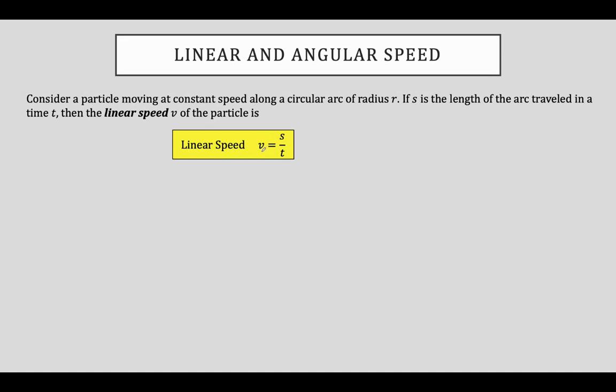Linear speed v is equal to the arc length divided by the time it takes to travel through that arc length. This is just distance divided by time, and hopefully you all know that's how we find speed. We take the distance that we travel and divide it by the amount of time it takes to travel. In this case, because we're dealing with circular motion, the distance is the arc length through which we travel.